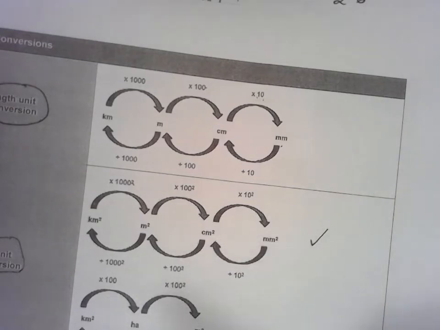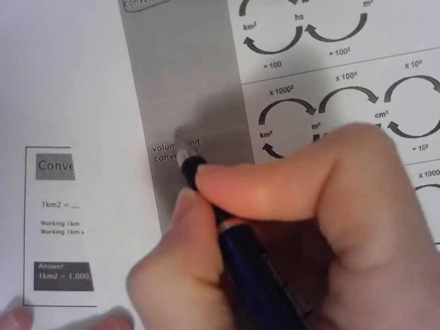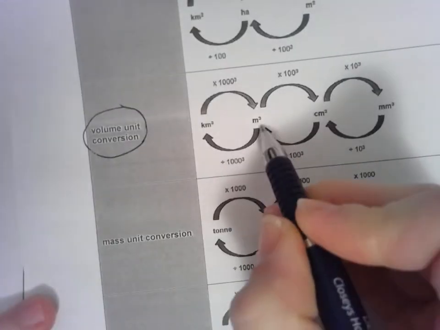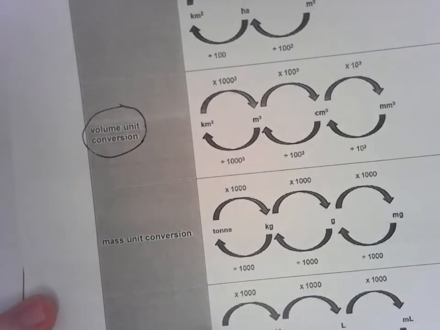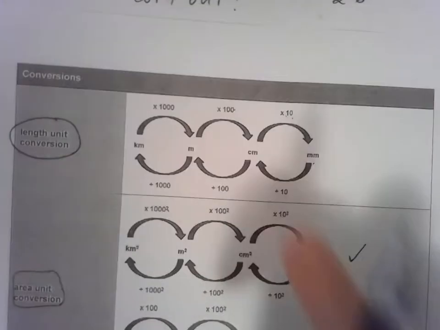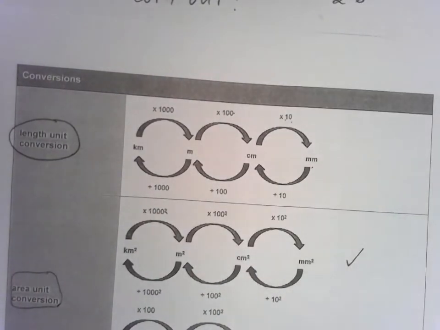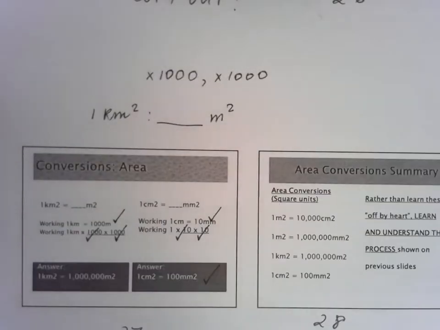Soon I'll do some volume ones that I know I have to do 3 times because volumes are cubic measurements, so we do it 3 times. But I just use this one to get my magic number, and then I have to do it either twice or 3 times depending on if it's square units or cubic units.